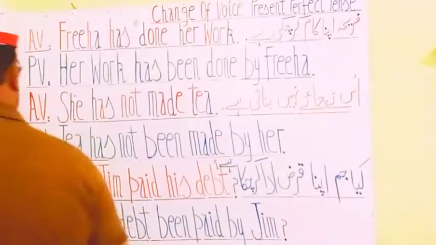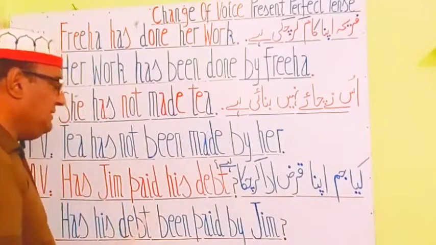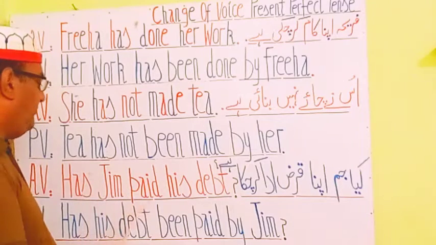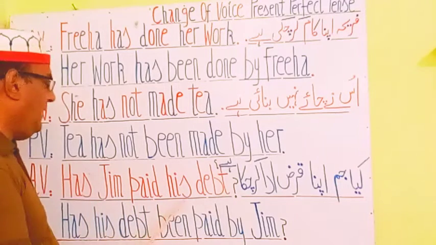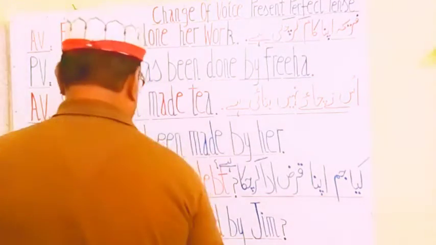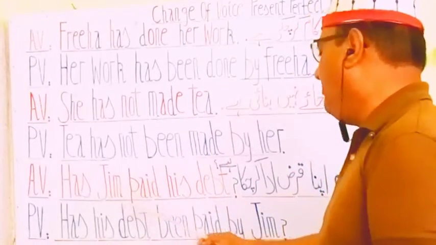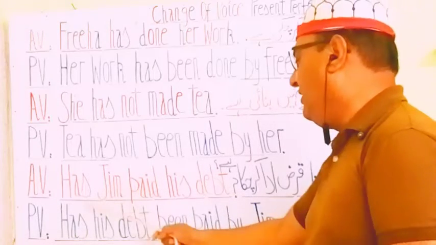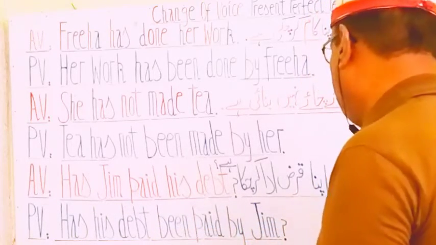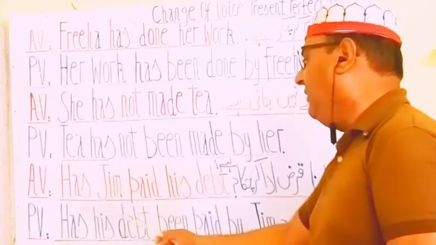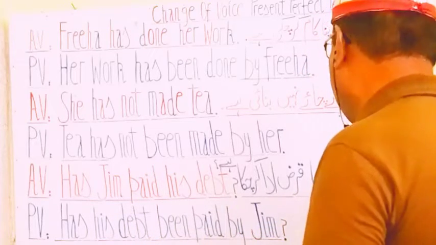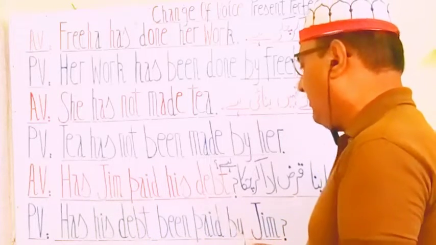Let's read out the next statement in active. This is an interrogative statement. Has Jim paid his debt?